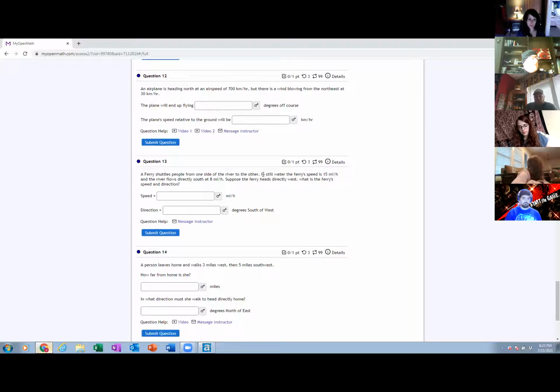A ferry shuttles people from one side of the river to the other. In still water, the ferry's speed is 15 miles an hour, just like the plane's normal speed was 450. But the river flows directly south at 8 miles an hour. If the ferry's heading west, well, now it's got a current and its speed. And so, where is that going? And again, they're not giving you angles. They're saying it's heading directly west. The ferry's trying to head west, but the river's pulling it south. And so you've got to do the never eat shredded wheat thing.